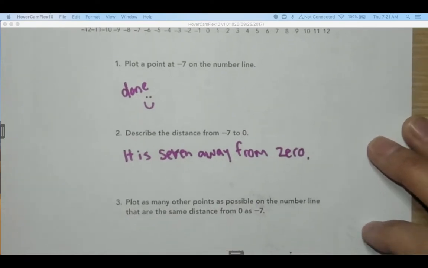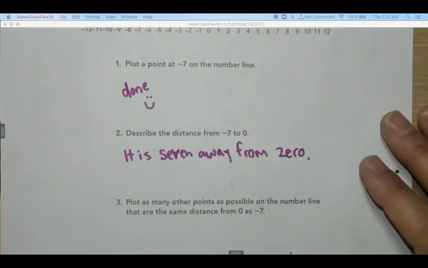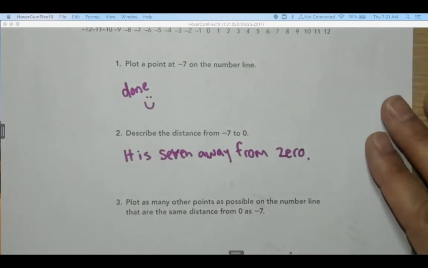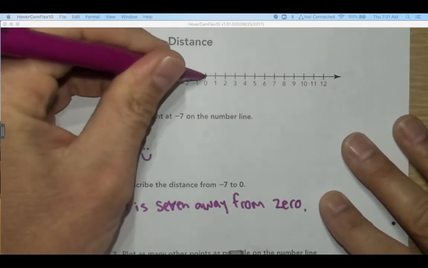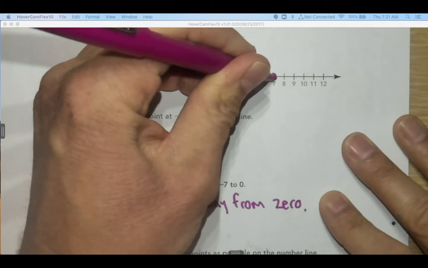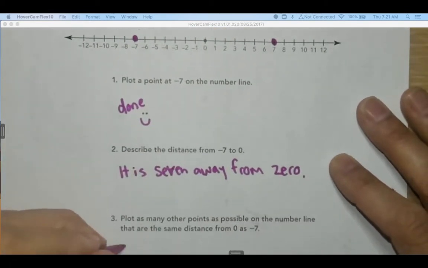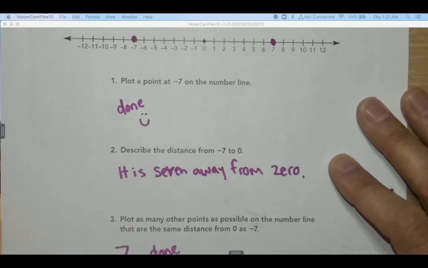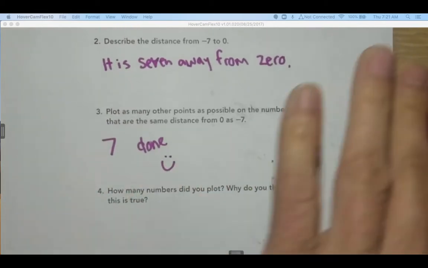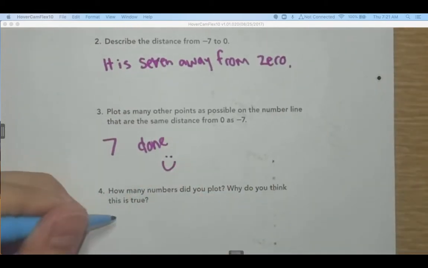Boom. Plot as many other points as possible on the number line that are the same distance from 0 as negative 7. Negative 7 is 7 away, and 7 is 7 away. Done. How many numbers did you plot? 1.